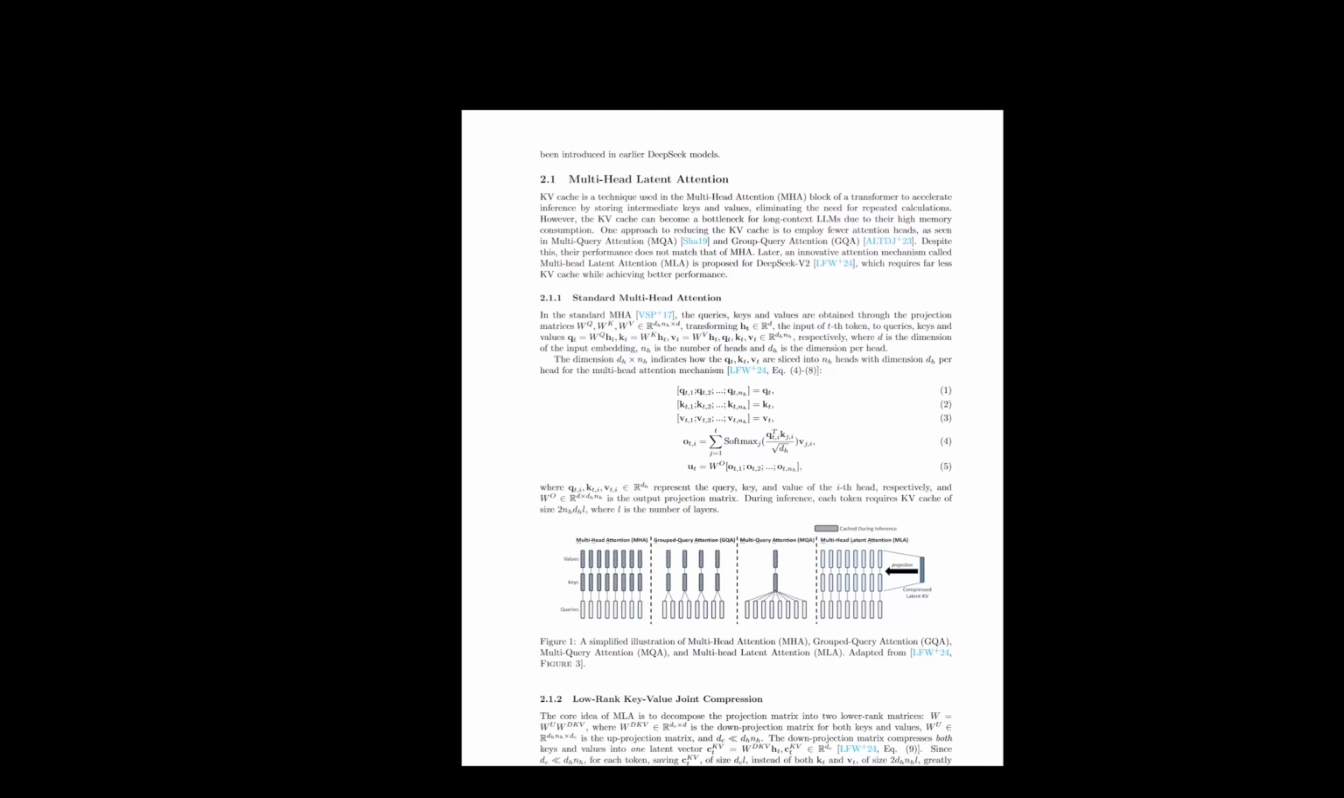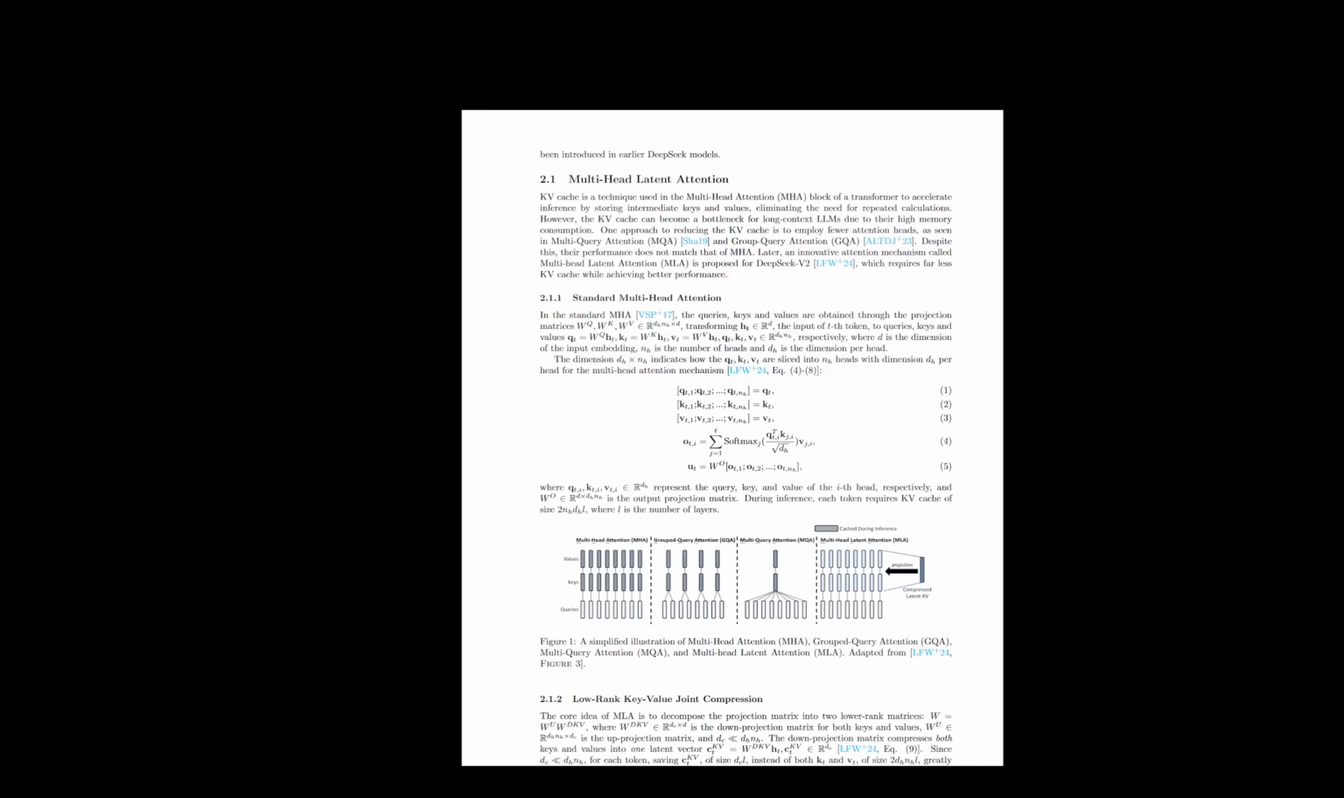During inference, each token requires a KV cache of size 2·d_h·n_h·L, where L is the number of layers. Figure 1: A simplified illustration of multi-head attention (MHA), grouped query attention (GQA), multi-query attention (MQA), and multi-head latent attention (MLA), showing keys, queries, values, projection, and the compressed latent KV cached during inference. Adapted from [LFW+24], Figure 3.